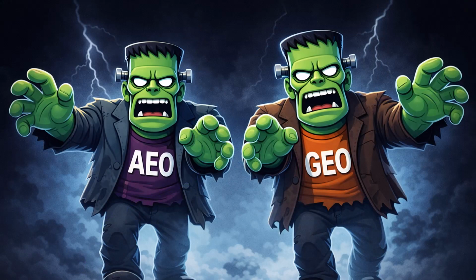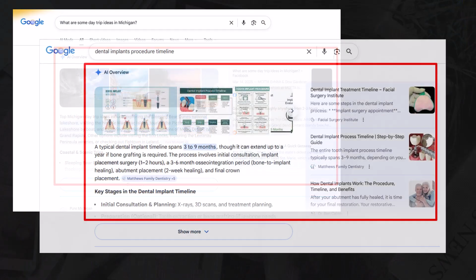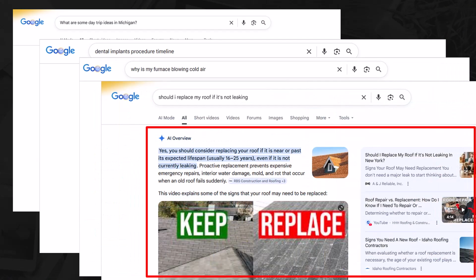AEO and GEO are not some big scary replacement for SEO. They're really just how SEO has evolved now that AI has become part of the search results. The goal is still the same. Create useful content, get found in the search results, help the right people find the right answer. But what's changed is that now you have to give your content the best chance of being picked up by those AI summaries at the top of the page, because that's where a lot of people are getting their answers first.